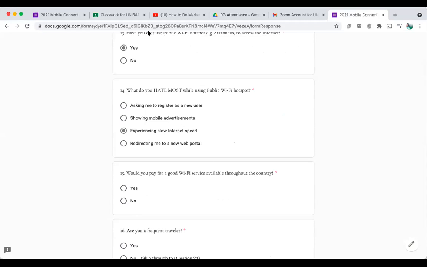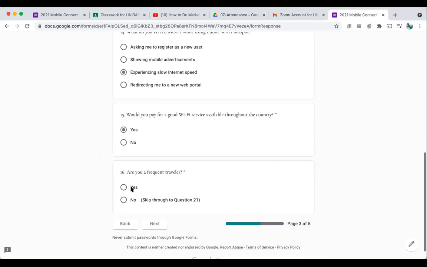Okay, next question. Would you pay for a good Wi-Fi service available throughout the country? Why not? If I can get a Wi-Fi service just like Maxis, why not? For a very small fee. Are you a frequent traveler? For me, yes. Pre-COVID-19, I travel a lot.